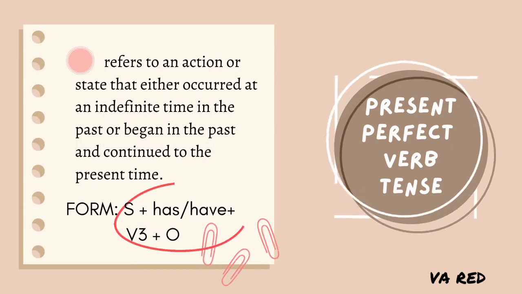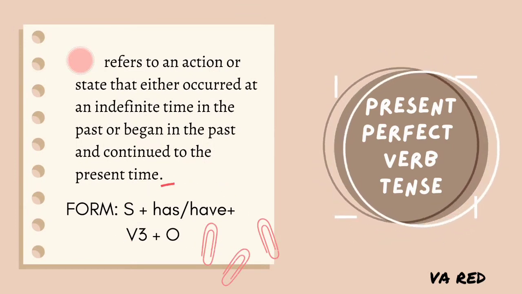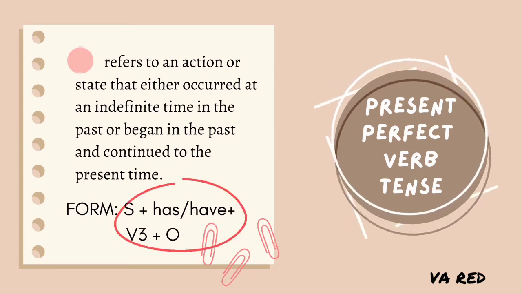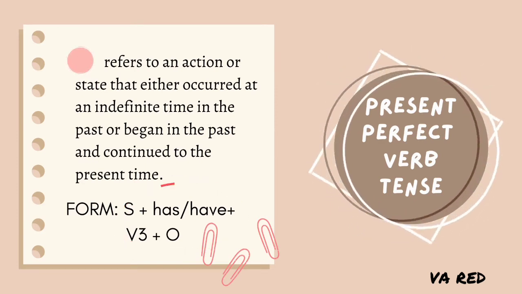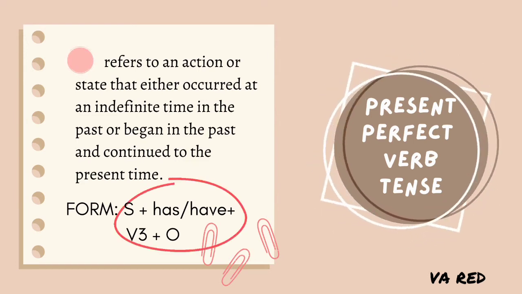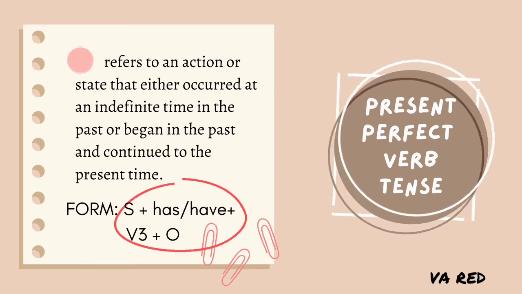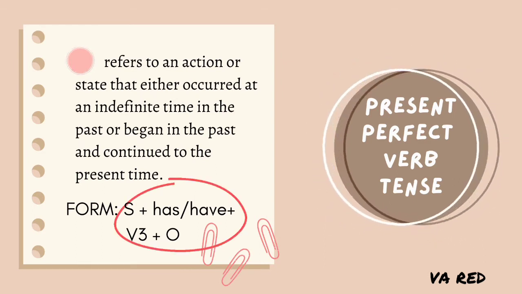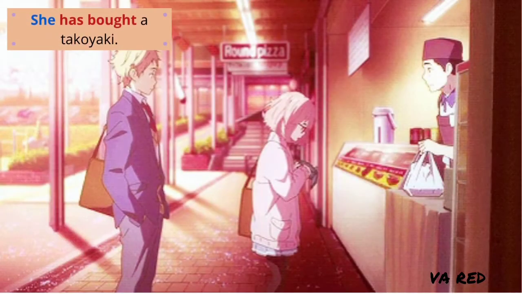Present perfect verb tense refers to an action or state that either occurred at an indefinite time in the past or began in the past and continued to the present time. Ito yung pangyayaring naganap sa isang hindi natukoy na oras sa nakaraan o naganap sa nakaraan at nagpapatuloy sa kasalukuyan. And the formula for this is subject plus has or have plus verb in past participle form plus object.